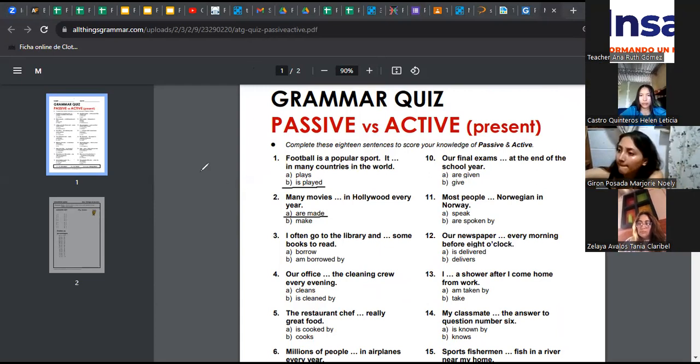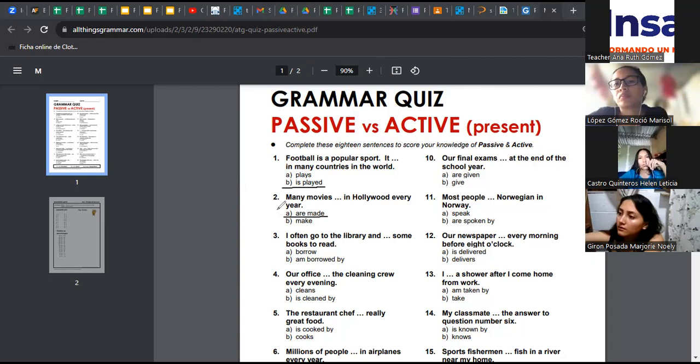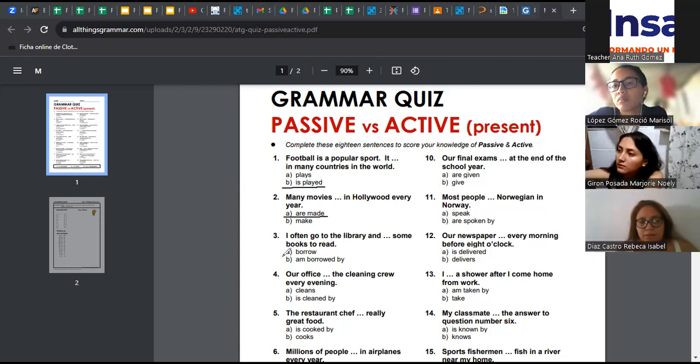Passive voice or active voice? Passive voice. Very good. What about number 3? I often go to the library and... Letter A. Very good. Letter A. I often borrow.